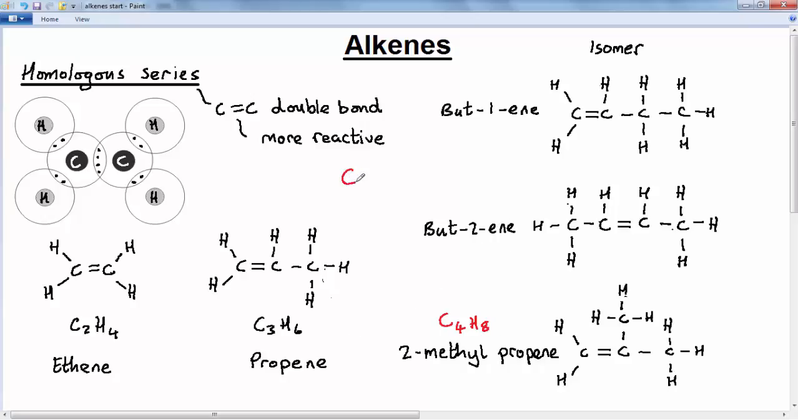So the general formula for the alkene homologous series is simple. We can say we have CnH2n: for every n carbon atoms, there are 2n hydrogen atoms. And then just emphasizing again that a homologous series is a group of chemicals or molecules with similar physical and chemical properties which can be represented by a general formula like this.